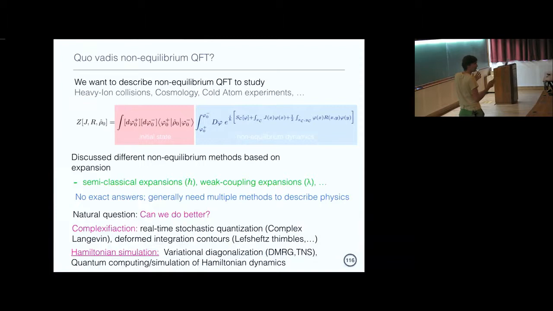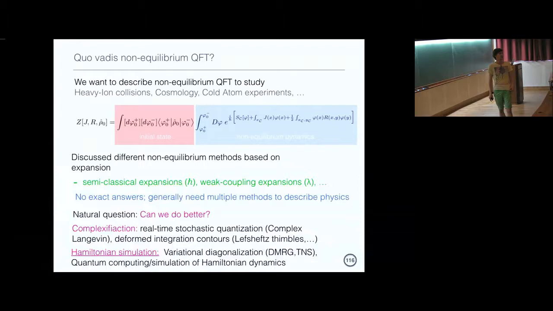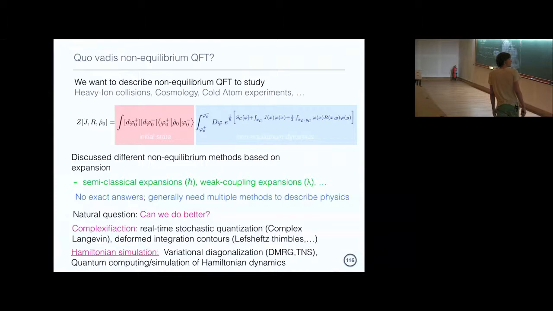So the natural question to ask is, can we do better? Is there a way that, perhaps someday down the road, we could really get first principle answers to non-equilibrium questions? There are essentially two avenues that I deem to have some promise in this direction, and I just want to say a few words about both of them.